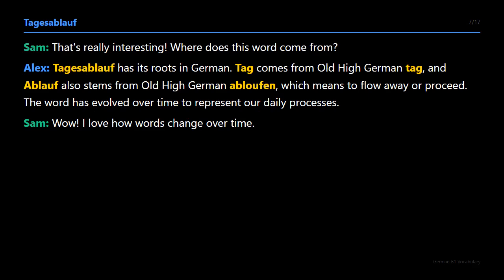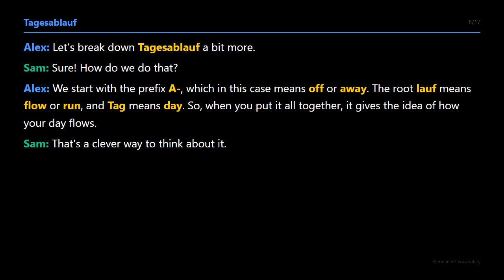Let's break down Tagesablauf a bit more. Sure. How do we do that? We start with the prefix, which in this case means off, away. The root, Lauf, means flow, run. And Tag means day. So, when you put it all together, it gives the idea of how your day flows. That's a clever way to think about it.